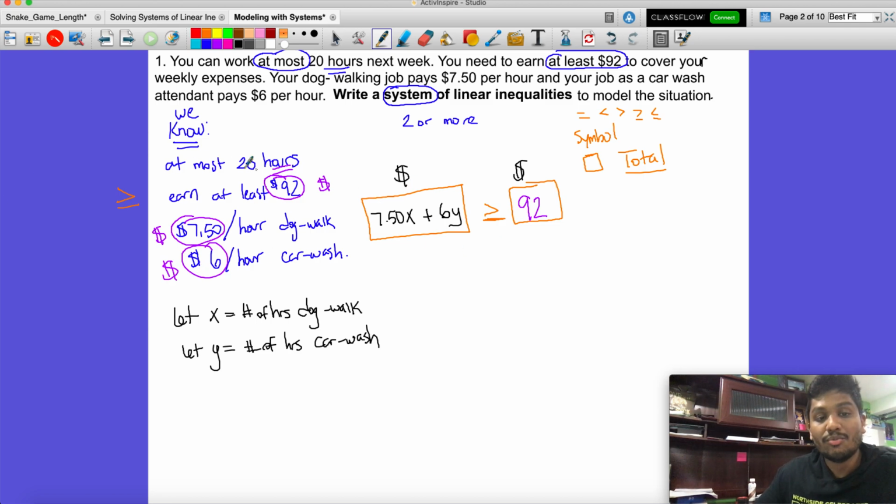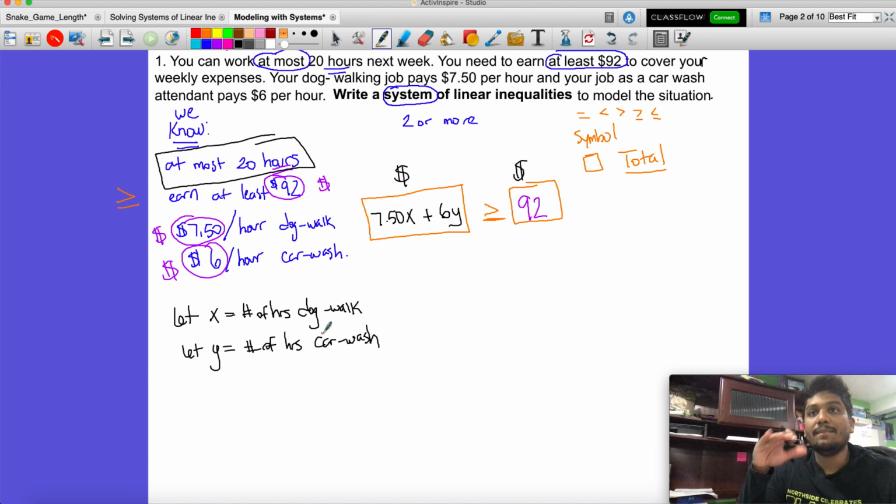Now, the other one is we have another total. The other total is he needs to work at most 20 hours. At most means at the maximum, which means that he cannot work more than 20 hours for whatever reason. Maybe he's in school, maybe he's doing something, but he can't work more than 20 hours.